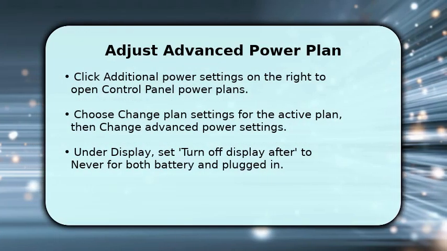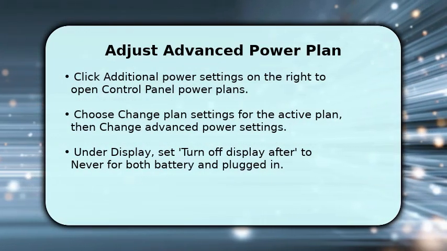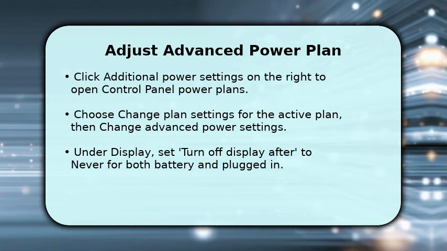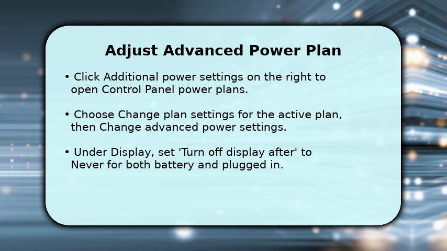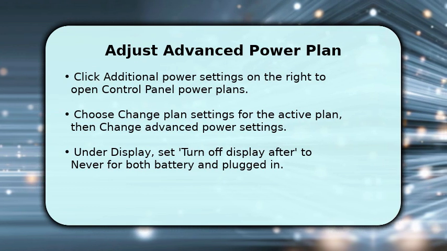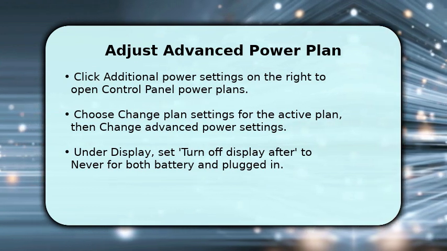Once done with the basic settings, move into advanced power options to ensure nothing overrides your choice. Click Additional Power Settings to open the control panel view, then select Change Plan Settings next to your active plan. From there, choose Change Advanced Power Settings and expand Display.